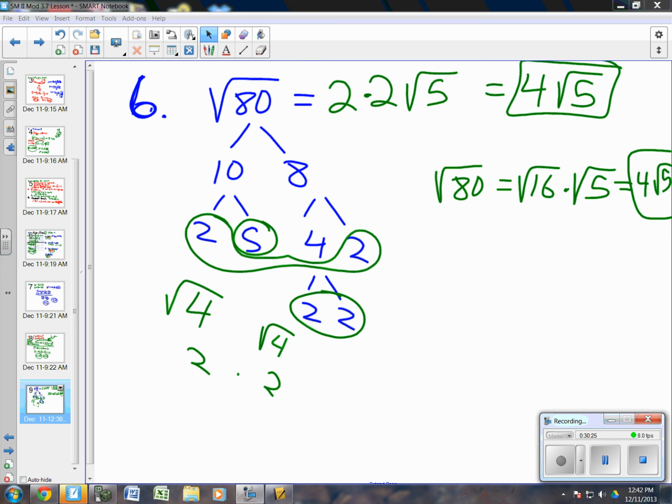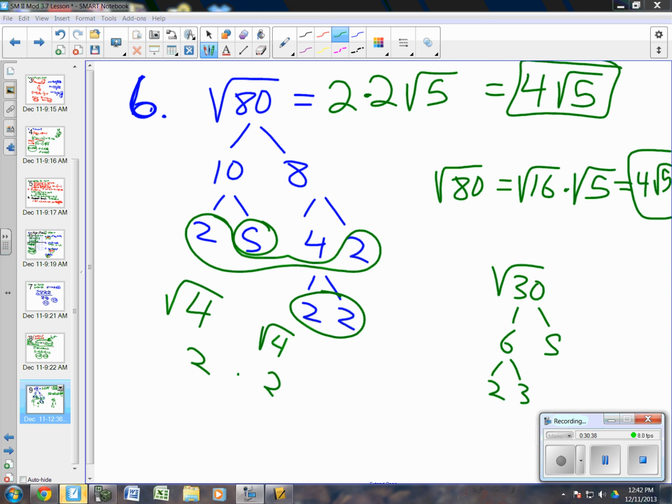Like let's say the square root of 30. 30 breaks down to 6 times 5, right? 6 breaks down to 2 times 3. Loner, loner, loner. There's no pairs. So the square root of 30 is simplified. Is that what you're talking about?